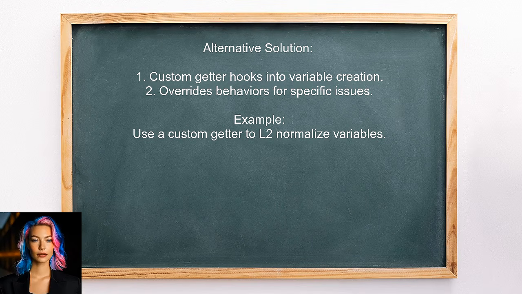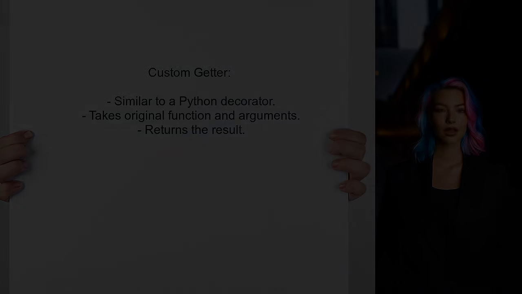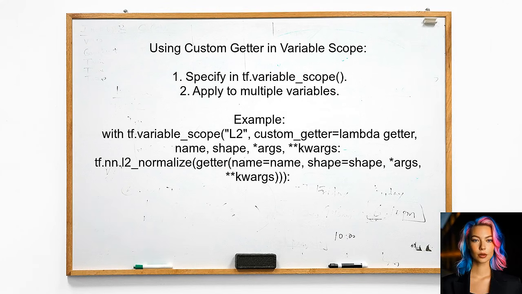This user explains that the custom getter in TensorFlow provides a way to hook into the variable creation process. It allows you to override certain behaviors when creating variables, which can be useful for specific issues. They compare the custom getter to a Python decorator, where you write a function that takes the original function and its arguments, but you return the result instead of modifying the function itself. You can specify the custom getter in the variable scope, allowing you to apply it to multiple variables at once. For example, you can wrap your entire network in a scope to L2 normalize all variables without changing each layer individually.